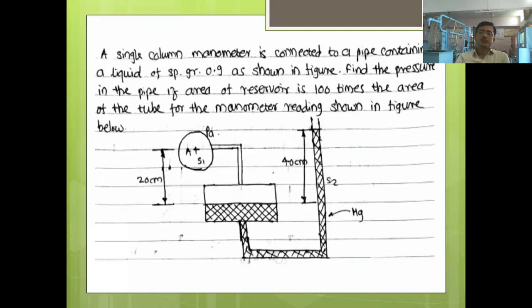The values of H1, H2 and specific gravities have been given to you. Just use the formula P is equal to gamma 2 H2 minus gamma 1 H1, and putting those values, find out the value of pressure intensity inside the pipe. Here they have mentioned the area of the reservoir is 100 times the area of the tube, but it has no significance here. Okay, delta H value is also not given, so it is not necessary to take. Just use that formula P is equal to gamma 2 H2 minus gamma 1 H1.